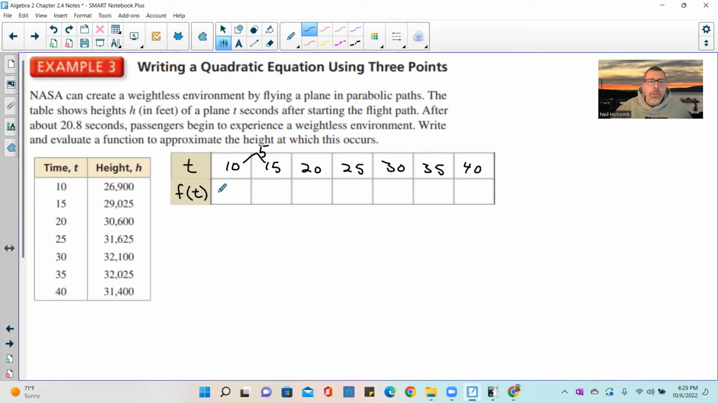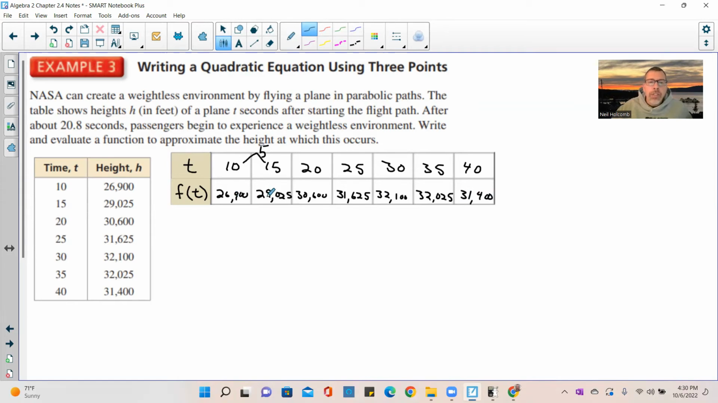And now we're going to do the outputs: 26,900, 29,025, 30,600, 31,625, 32,100, 32,025, and 31,400. So notice something here.